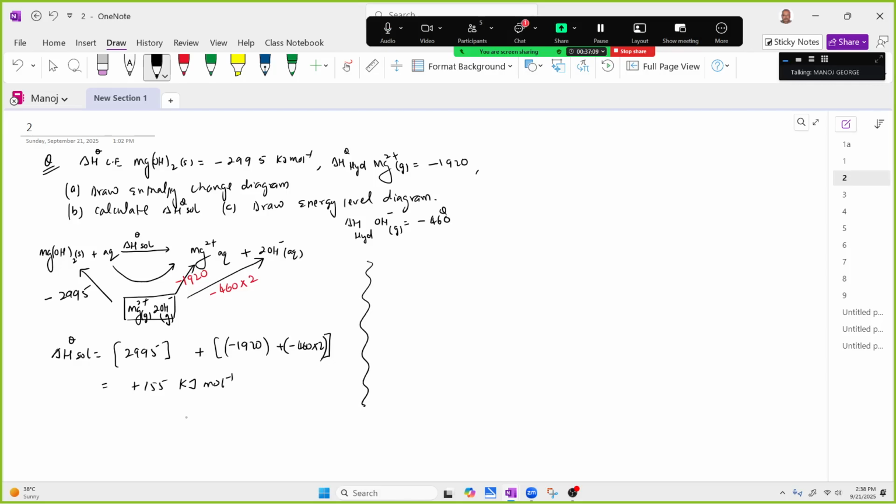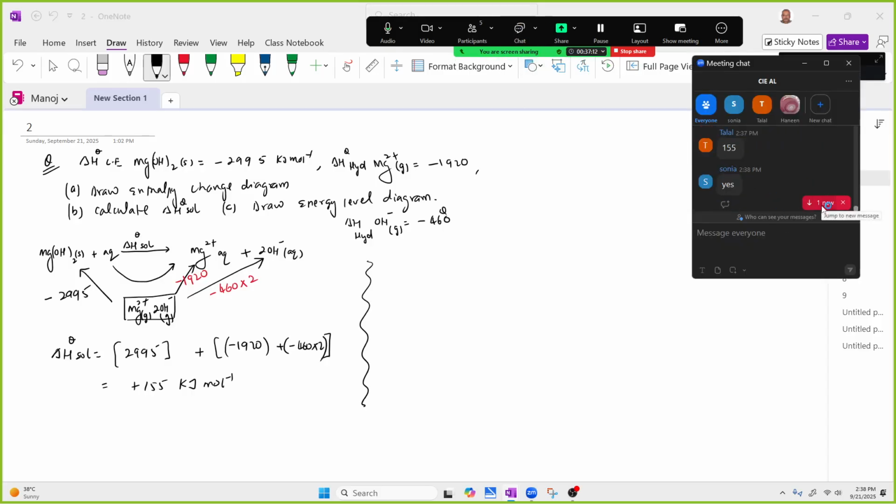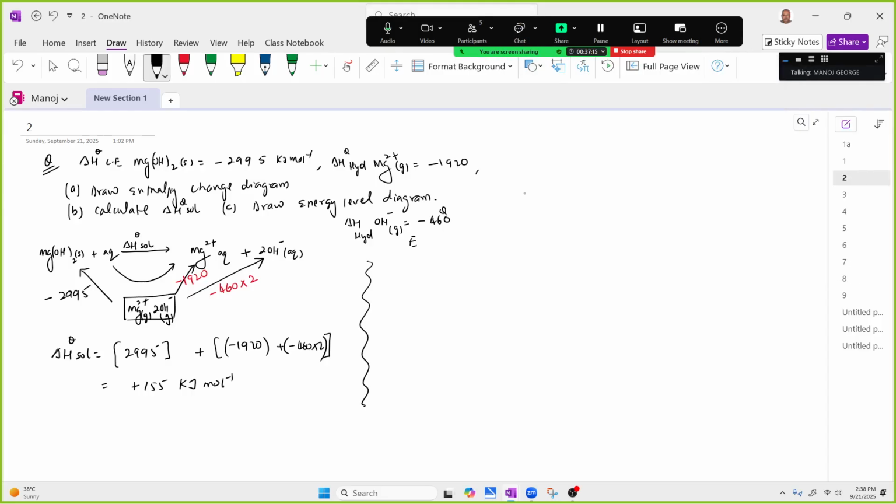Does anybody need help? Okay, could you start working on your energy level diagram? How will you make the energy level diagram? Now be careful. When you make the energy level diagram, don't forget who has the highest energy all the time. The highest energy will always be with the gaseous ions.